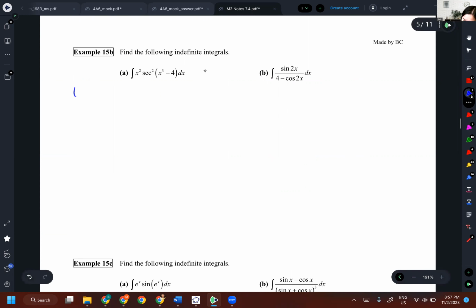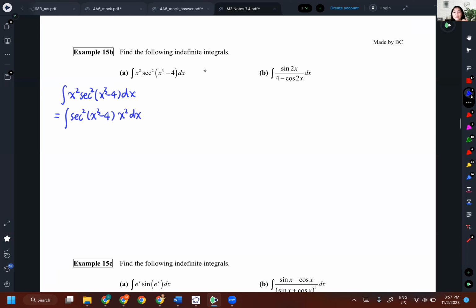This one. Copy the question. Secant square x cubed minus 4 dx. I think for beginners, I try to adjust the order. I put x squared next to dx. But when you are more familiar with this topic, then you don't really have to switch the order.